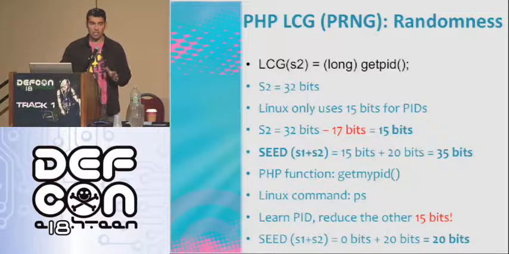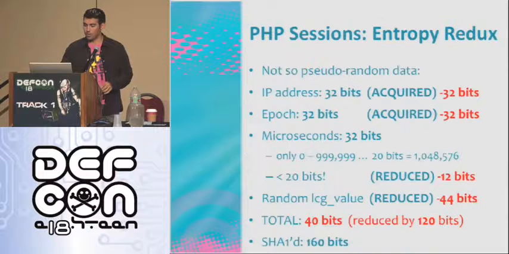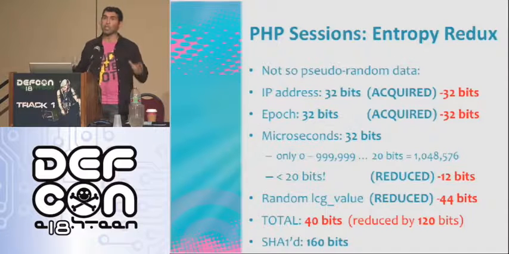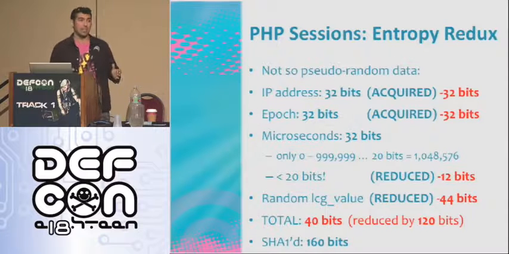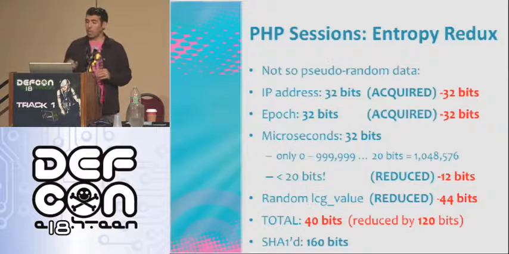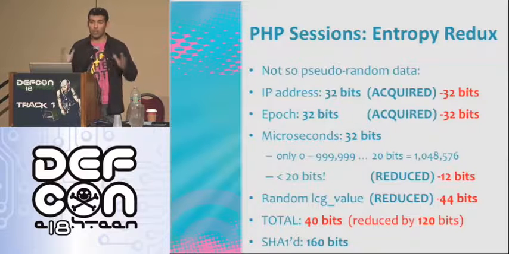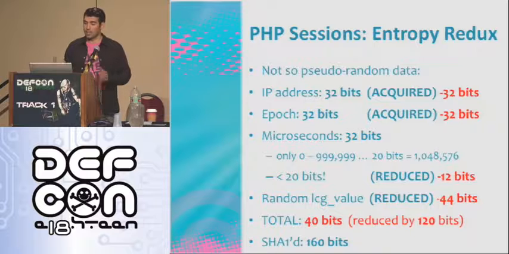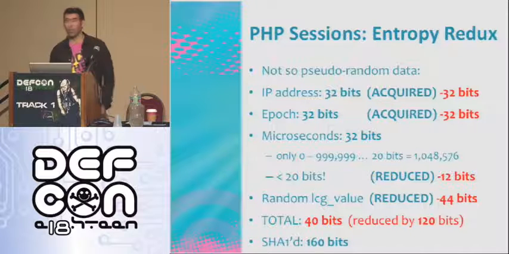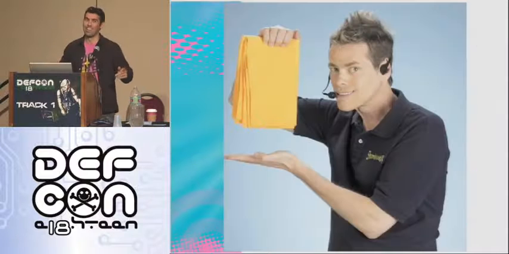We've now reduced the 64 bits down to 20 bits in the PRNG. We are now at a total of 40 bits of entropy from a 160-bit seed. From a 160-bit cookie for every cookie in PHP. That's awesome. But wait, there's more.